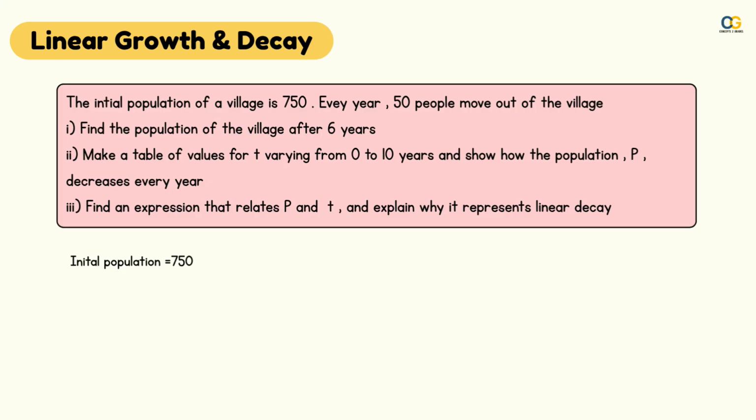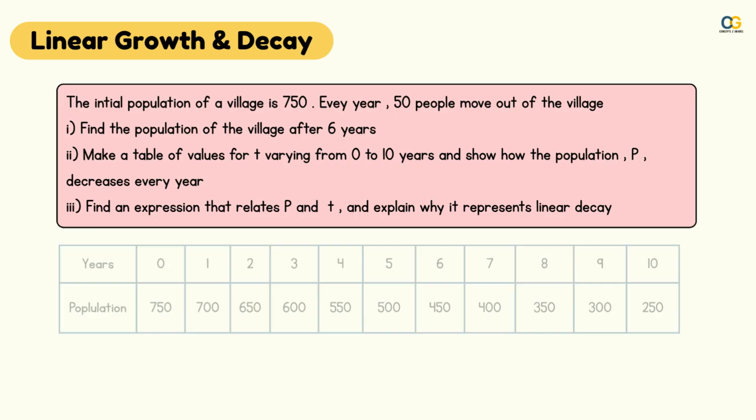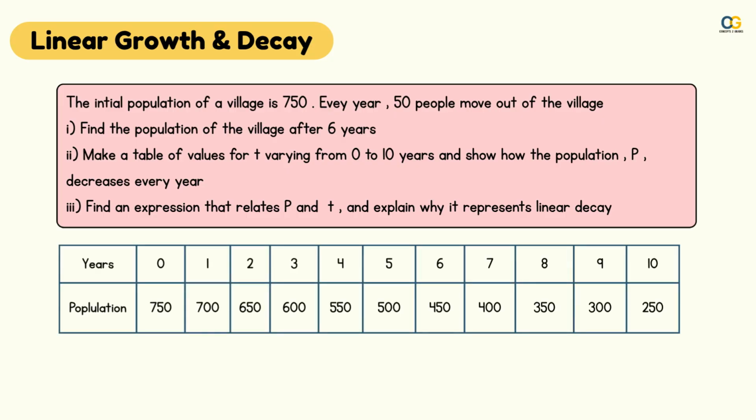So if the initial population is 750 and the change every year is 50, it is reducing by 50. For 6 years, we have to subtract 50 6 times to find the final population in 6 years. So 750 minus 50 times 6, which is 750 minus 300, is equal to 450. So this is the population after 6 years. Now the table would look something like this, where 50 people get removed every year, and by the 10th year you will have 250 people left in the village.